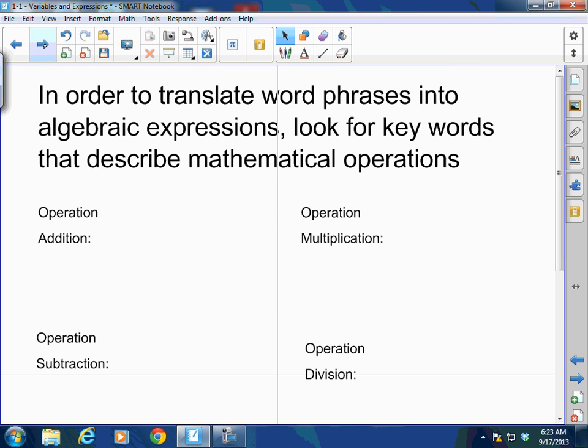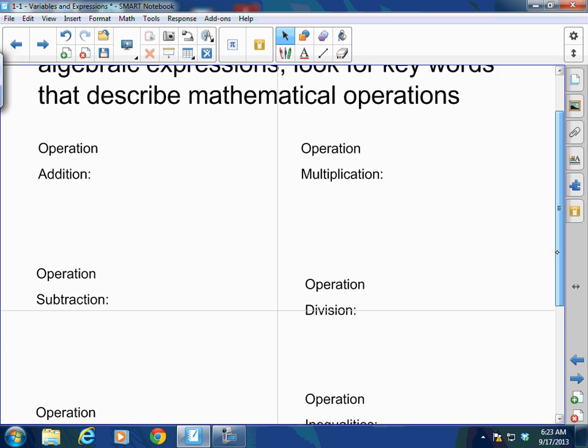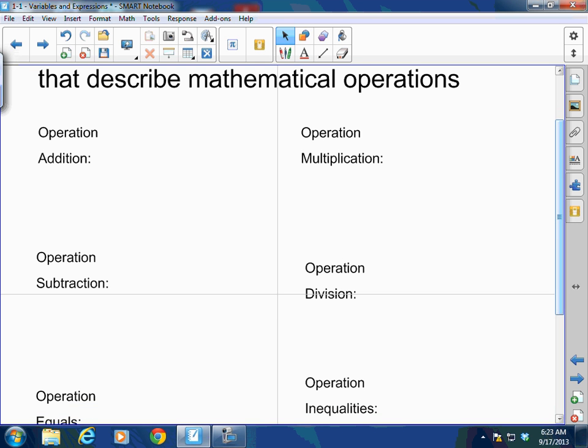Now, in order to translate word phrases into algebraic expressions, you have to look for keywords that describe mathematical operations. And these keywords are very important. So please, please pay attention. Please make sure you understand everything we're talking about here. Let's first talk about the operation of addition.